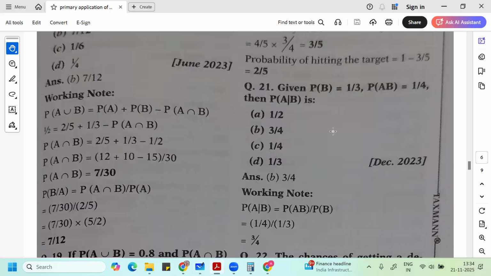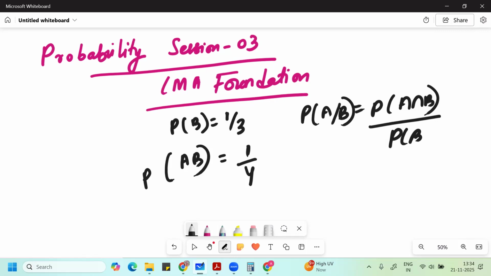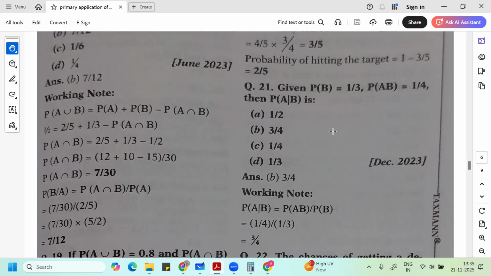If it is an independent event, then A intersection B. So what is the probability of A by B? Probability of A by B is nothing but probability of A intersection B by probability of B. So A intersection B is given as 1 by 4 and probability of B is 1 by 3. So the answer would be 3 by 4. So probability of A by B is 3 by 4, option B.